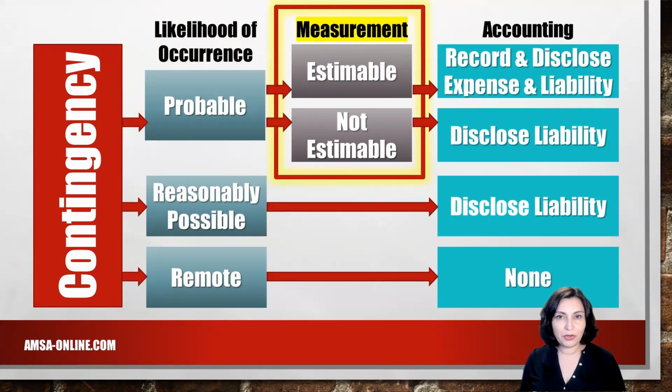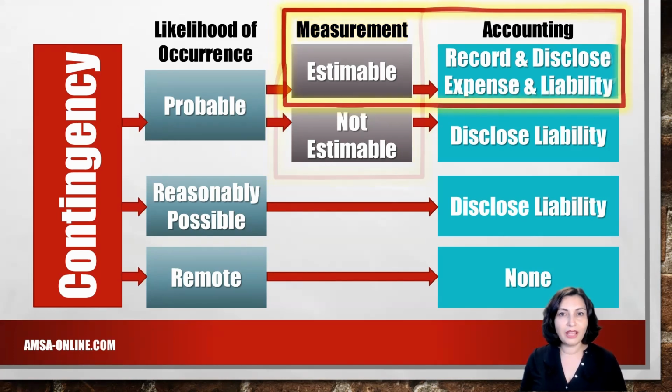The next step is measurement. In case the likelihood is probable, the accounting treatment depends on whether the liability is estimable or not. If the likelihood is probable and the amount can be estimated, the liability must be recorded and disclosed. An example of this would be the liability for warranty repairs.